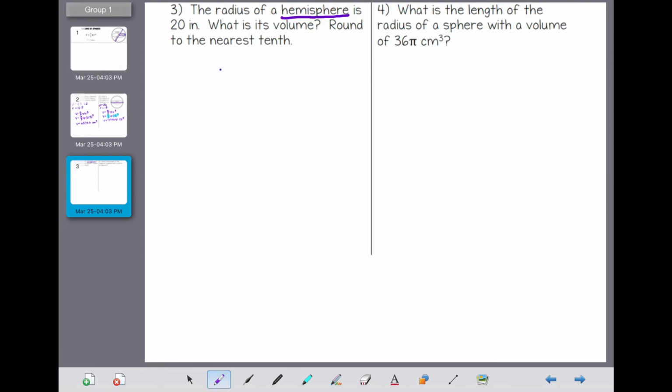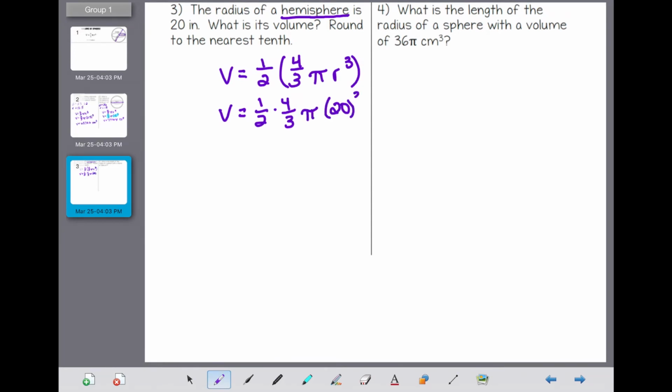So we're going to modify our volume formula, and we're going to include 1/2 and then times all the rest, 4/3 pi r cubed. So if my radius is 20, I can put 20 in for r, and we're rounding to the nearest tenth, so I'm going to multiply everything in my calculator. And so for my final answer, I have 16,755.2 inches cubed.